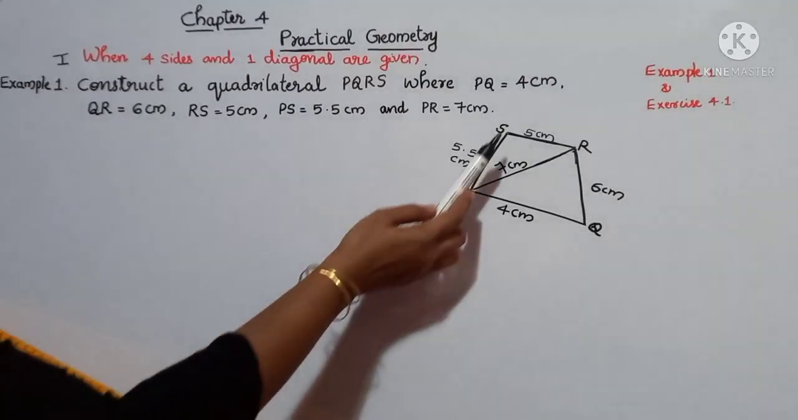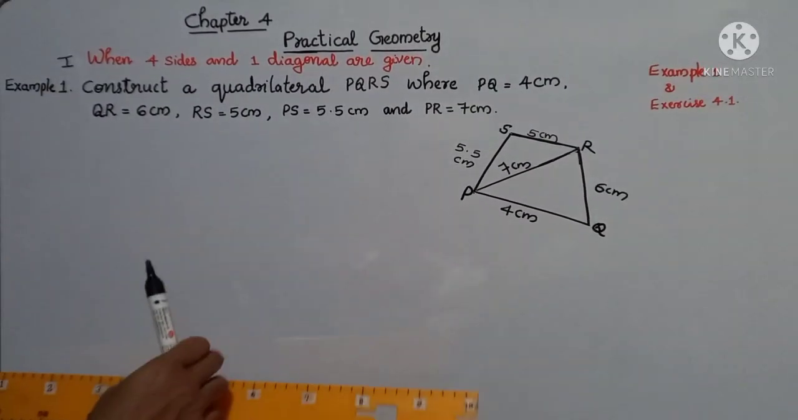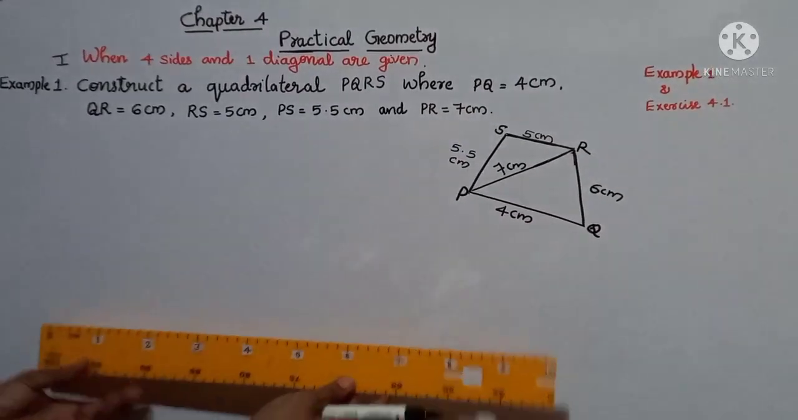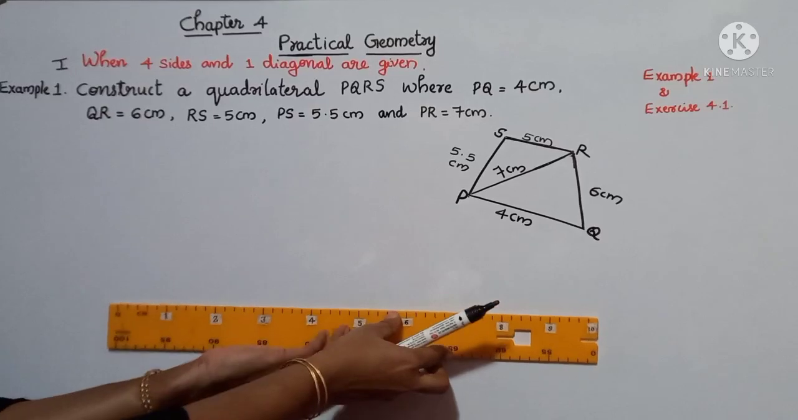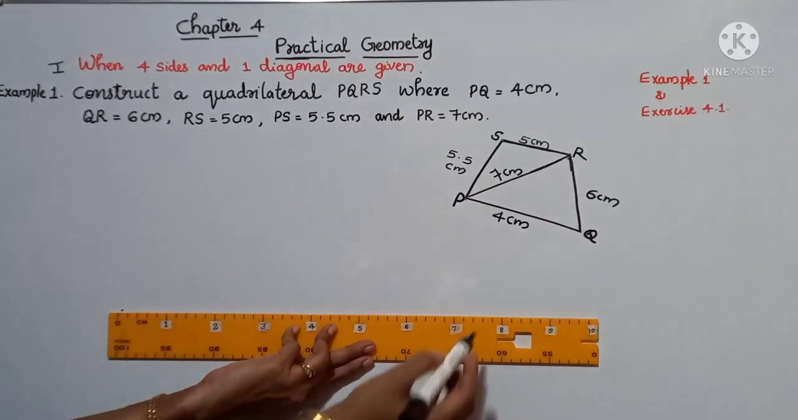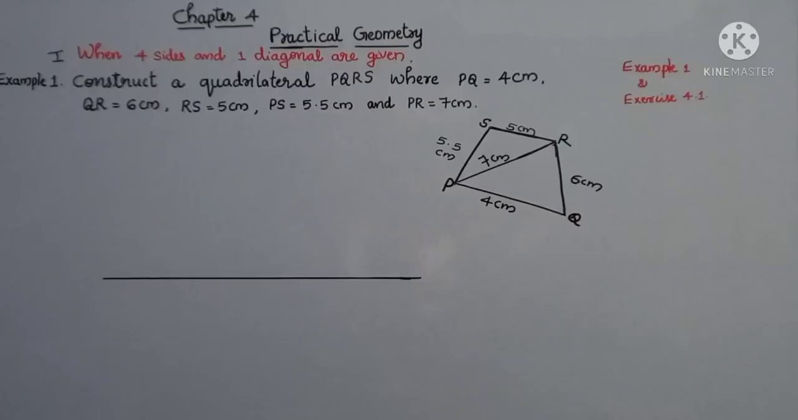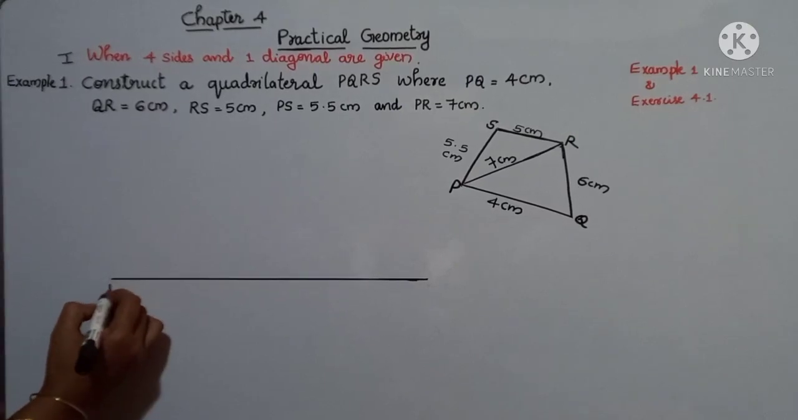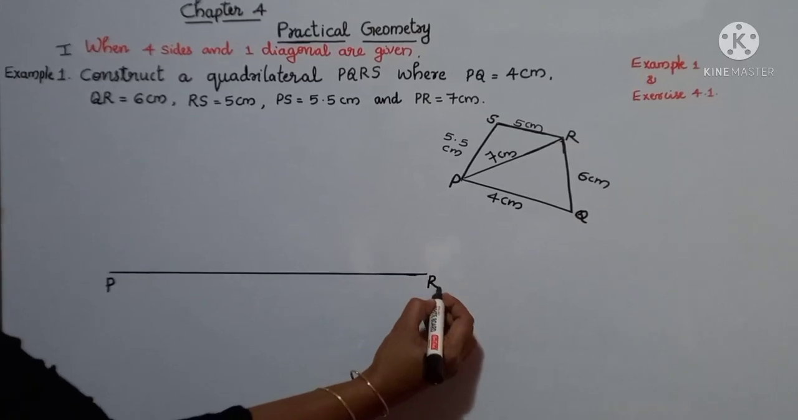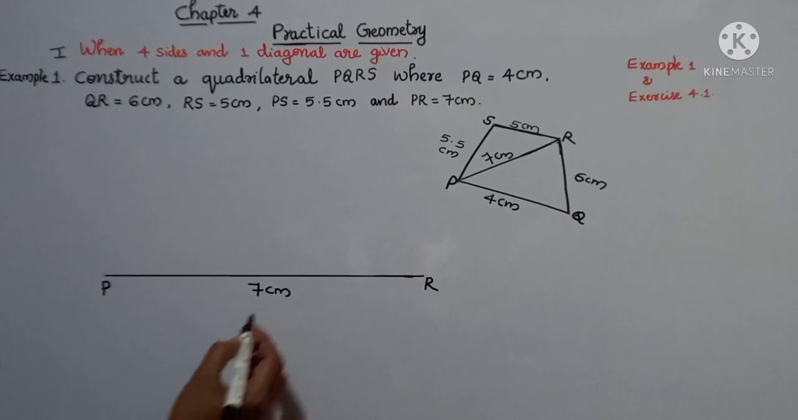Children, for constructing this quadrilateral PQRS, we need a ruler, pencil, eraser and a compass. First, we have to draw PR with 7 centimeter. Here I am drawing. Put a point on 0 and 7. Then join this. Then we can give the name PR. We have drawn PR with 7 centimeter length. Write that 7 centimeter here.